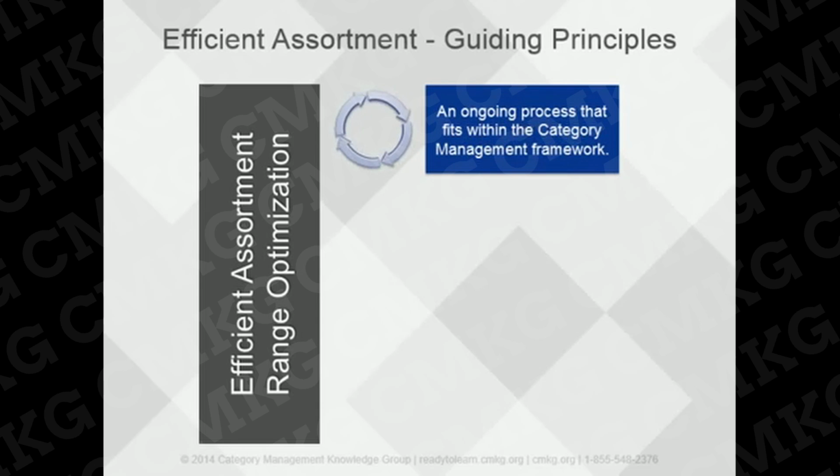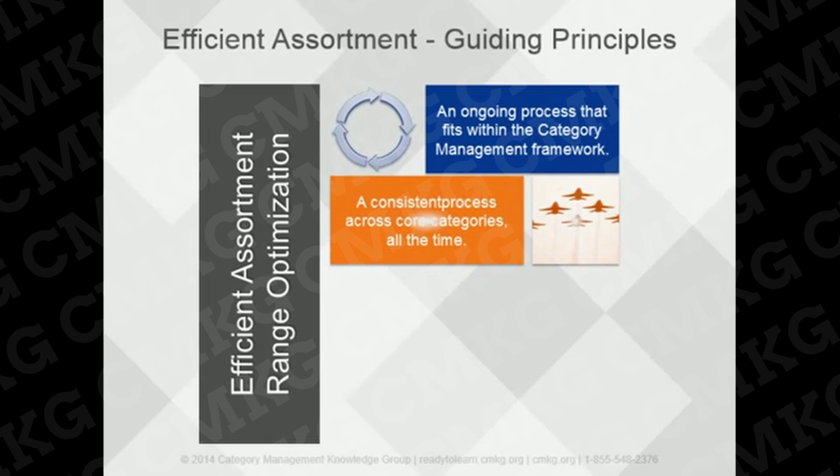First, efficient assortment should be treated as an ongoing process, not a one-time project. Ever-changing market dynamics influence what's considered to be efficient. Things like new product initiatives, product discontinuations, promotional activity, changes in consumer preferences or behaviors. These all can influence market dynamics and should ultimately influence assortment recommendations.